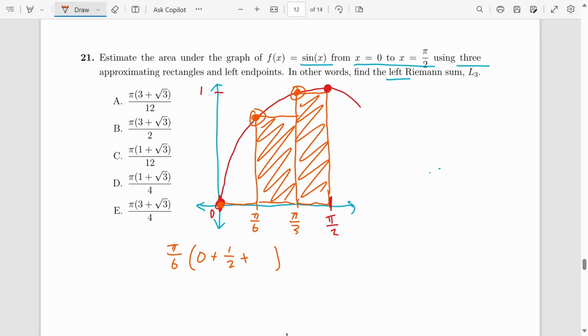Okay, and then we have sine of pi over 3 for the height of the third box, which is √3 over 3. Okay, now I got it. So, nope, not √3 over 3, it's √3 over 2. There we go. So that is the estimated area under the curve. We can rewrite this a little bit by taking out 1/2 from each of the terms in the middle. That will bring it to the outside and make it equal to pi over 6 times 2, which is 12, times 1 plus √3, which is answer choice C.